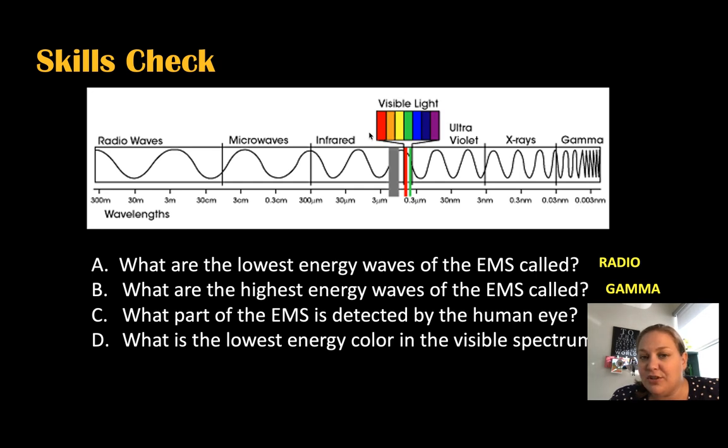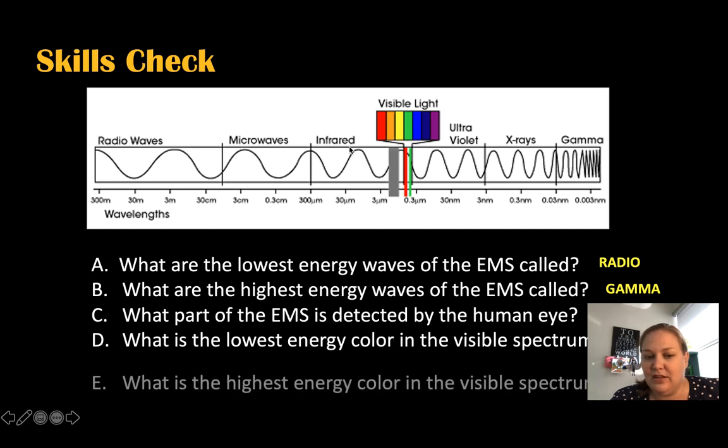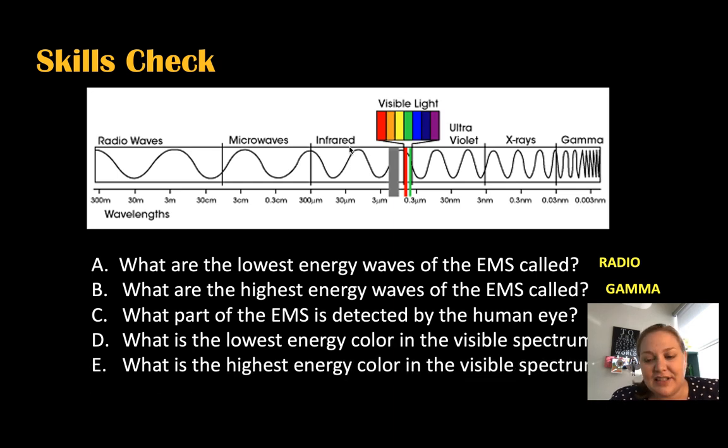Now I want you to notice something. What comes just before the red color on the EMS? Infrared. So then what's the highest energy color in the visible light spectrum? That's right, it's violet. And look here, what's the next thing up from visible light? Ultraviolet.